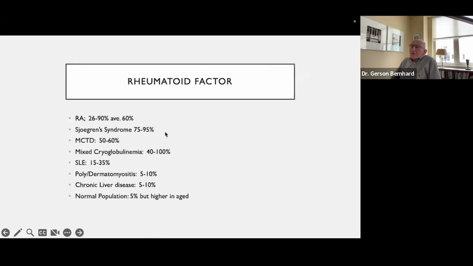Between varying reports, but on average, about 60% of patients with rheumatoid arthritis will be positive with rheumatoid factor. But look, here's Sjogren's syndrome, mixed connective tissue disease, mixed cryoglobulinemias, lupus, poly or dermatomyositis. Even those have 5 to 10% positive rheumatoid factors. Chronic liver disease. And in the normal population, about 5% of the people, especially as they age, will have a positive rheumatoid factor. So it's really a nice test, but it's not very specific.